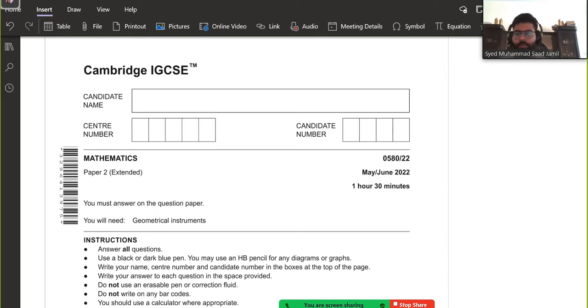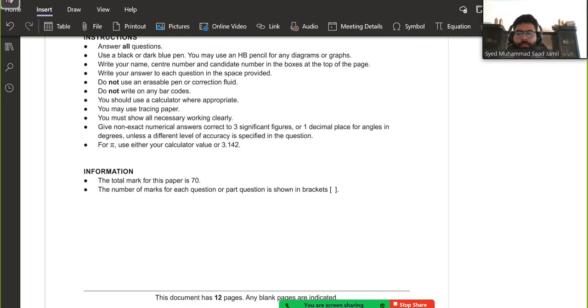Before we start our paper, we ask Allah Ta'ala to help us. We are doing May June 2022 paper 22.